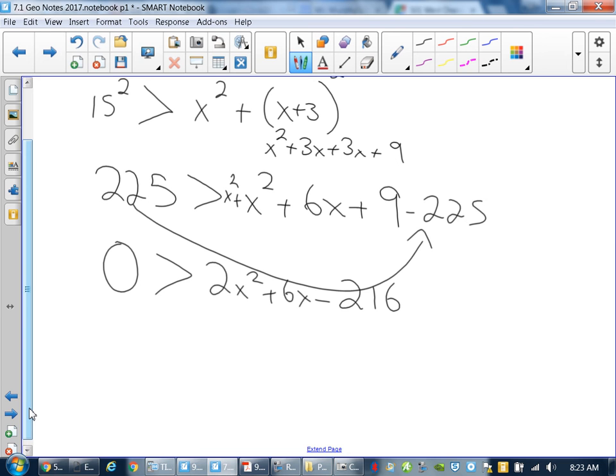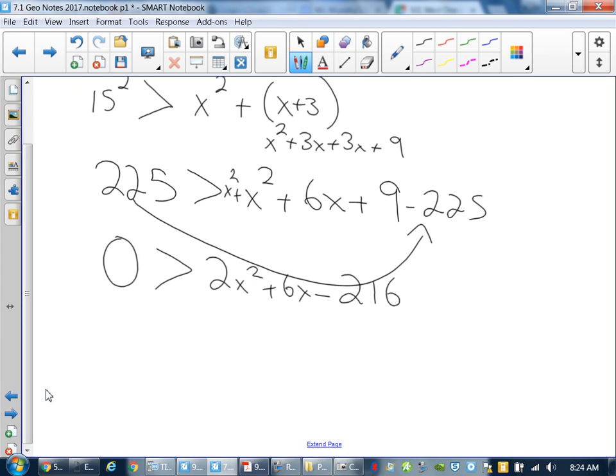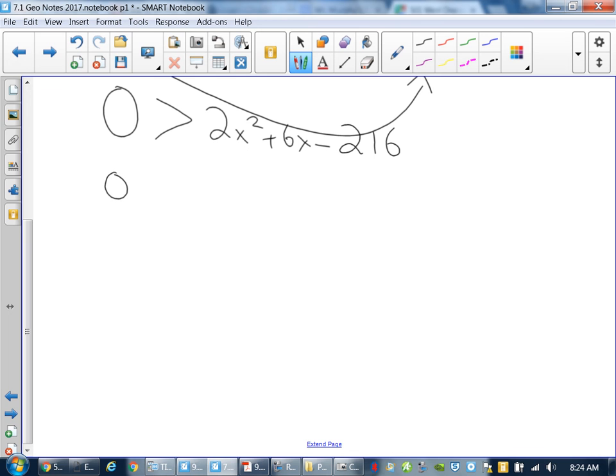If you remember factoring rules, the first rule of factoring was always to look for what? Greatest common factor, the GCF, right. So the first rule of factoring, no matter what, is there anything that all three of these terms have in common? Two. So I factor out a 2. If I factor out a 2, I'm left with 0 greater than x squared plus 3x minus 108.